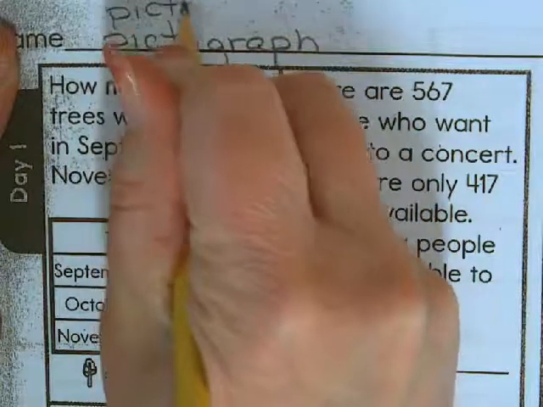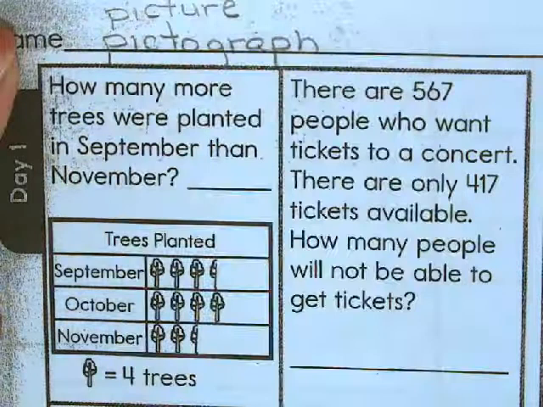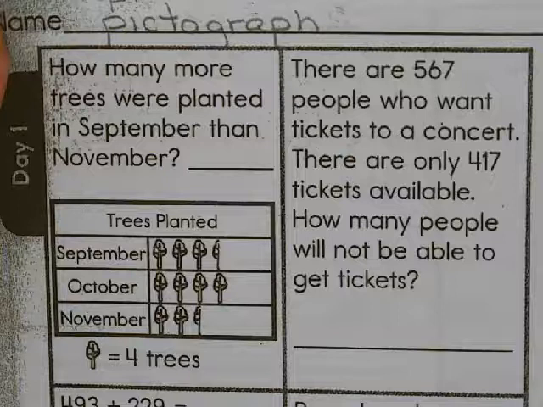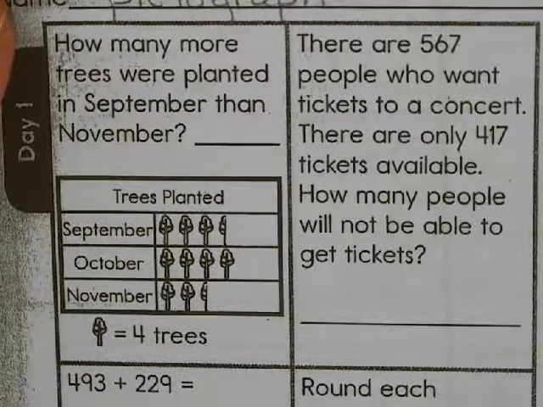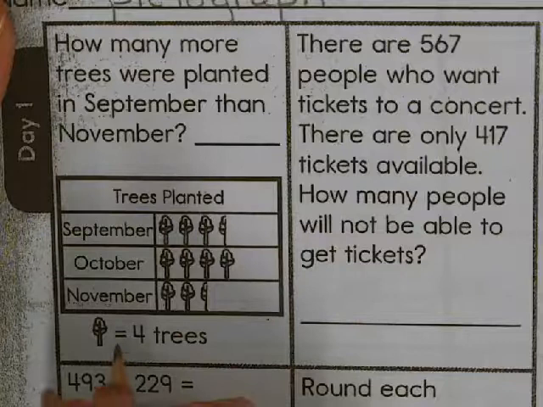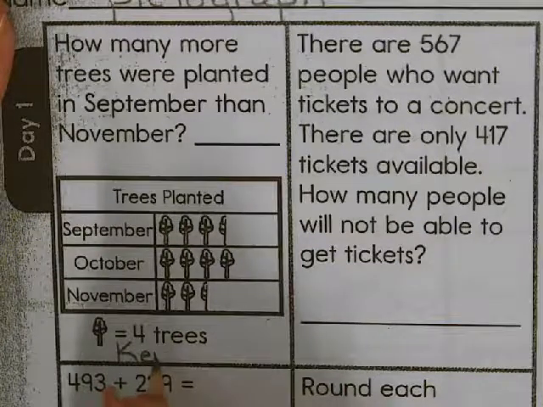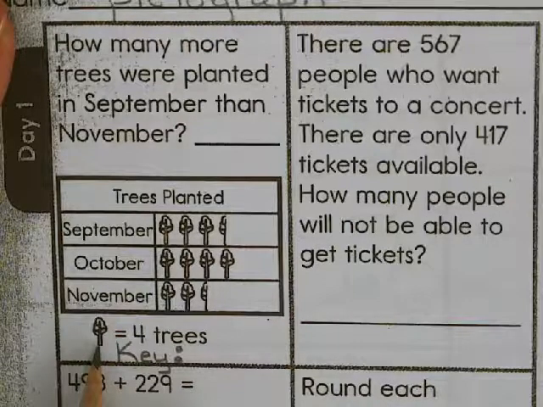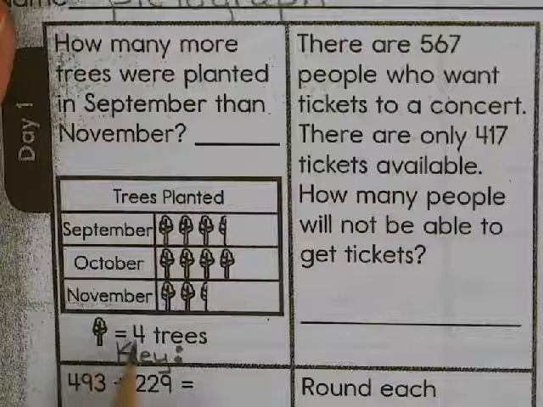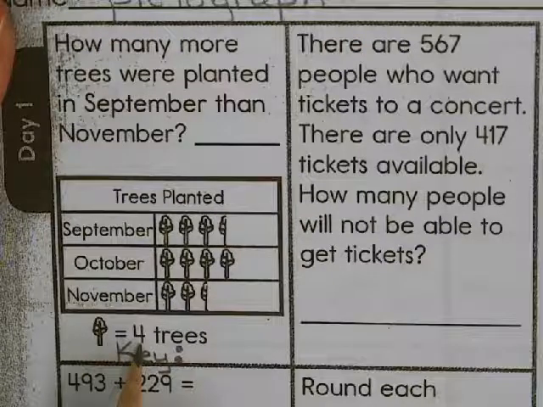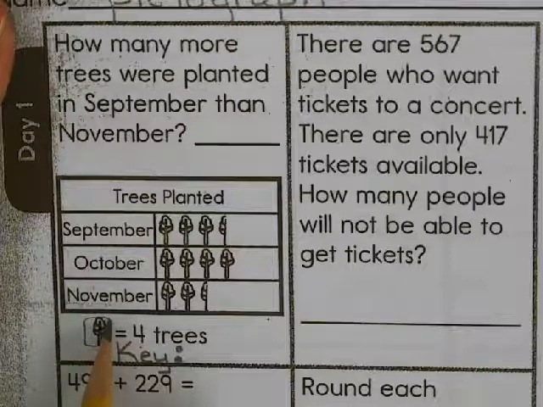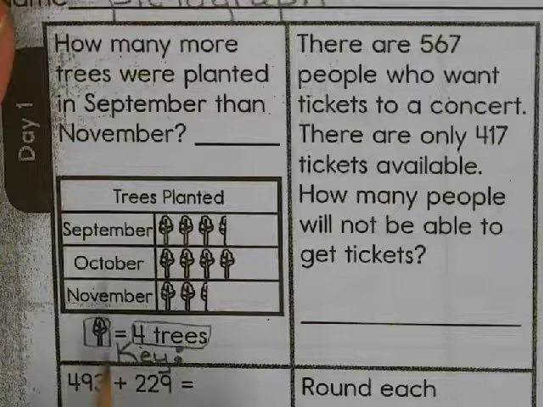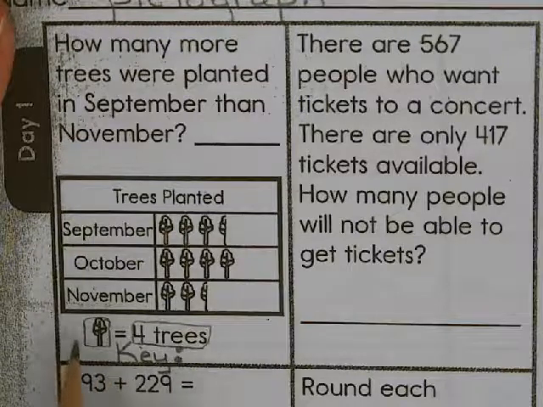So, when we look at a pictograph, we need to remember to look at what each picture represents in our pictograph. Down here at the bottom, I'd like everybody to write the word key, because the key lets us know how many are being represented by each picture. So each picture of a tree is equal to 4 trees. Every time I see a picture of a tree, that tells me that I have 4 trees.